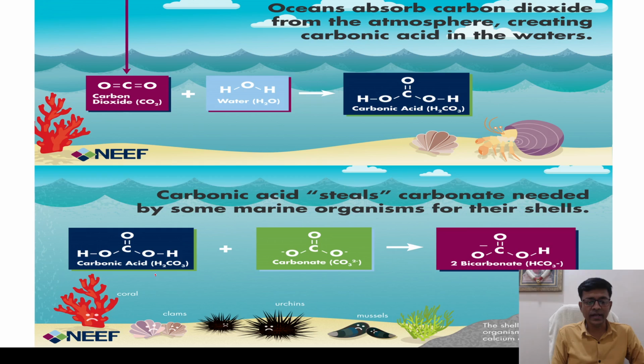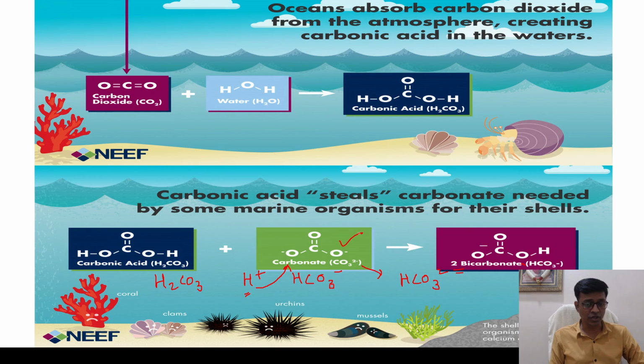Originally it was H2CO3. It led to the formation of H positive and HCO3 negative. Now this H positive will react with this CO3 negative and it will lead to the formation of HCO3 negative ions. So two bicarbonate ions are formed now, and while forming these two bicarbonate ions, this hydrogen used carbonate available in the ocean water, which should be used by corals, clams, urchins and mussels. It is absorbed by the hydrogen ions from the carbonic acid and that leads to the formation of bicarbonate ions.